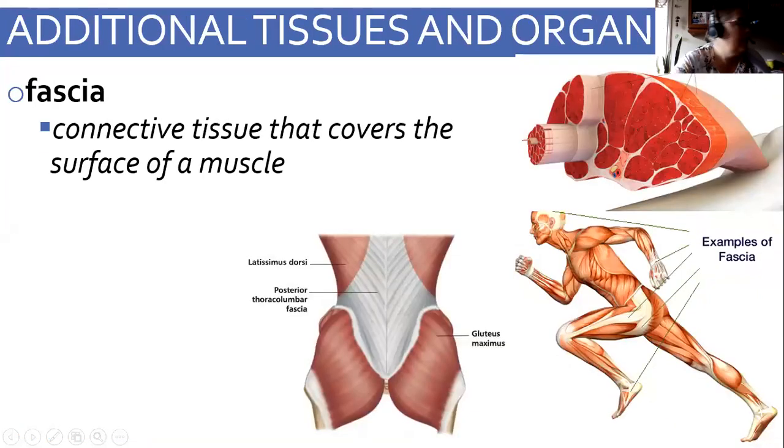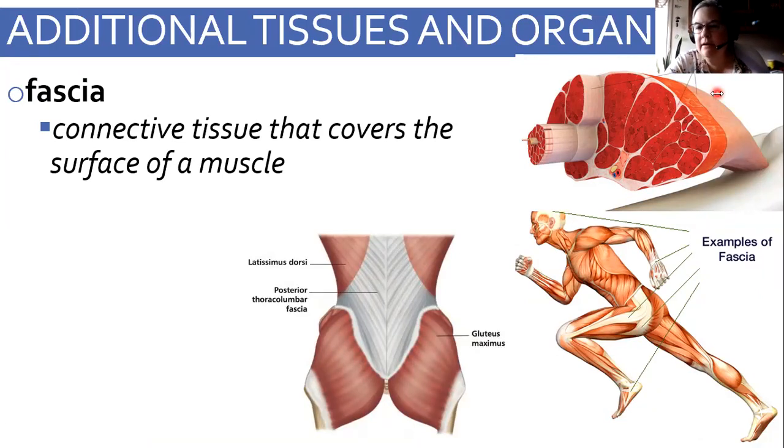Now, lastly, because we have a couple minutes left here, we're just going to talk about tissues that are associated with our muscles, so additional tissues and organs. And the first one we're going to look at is something called fascia. So if I take a look at this top right image here, the fascia is what's covering our muscle, right? So we see this white stuff, that's fascia. So that's enveloping the muscle.